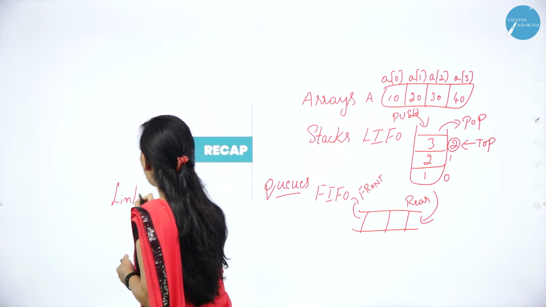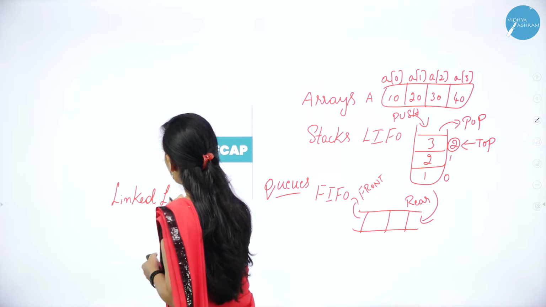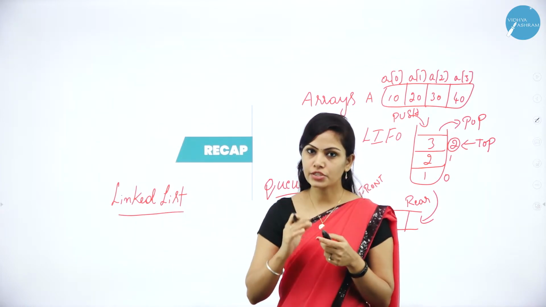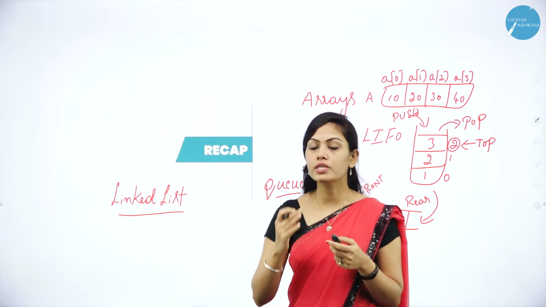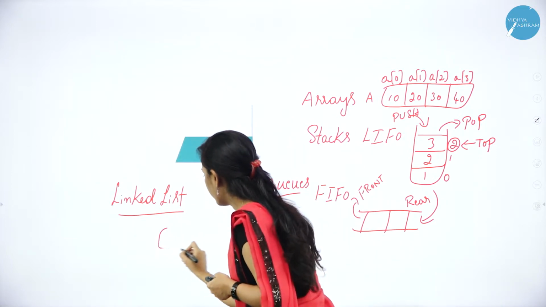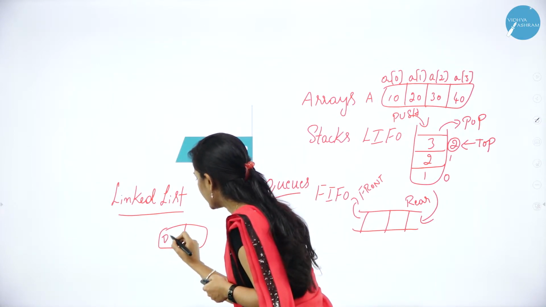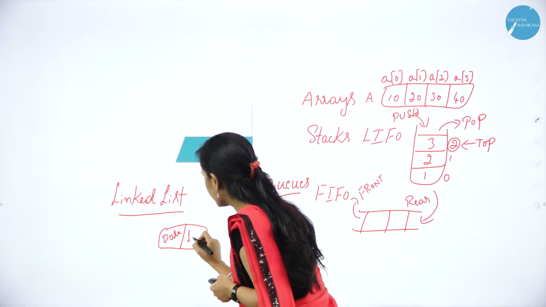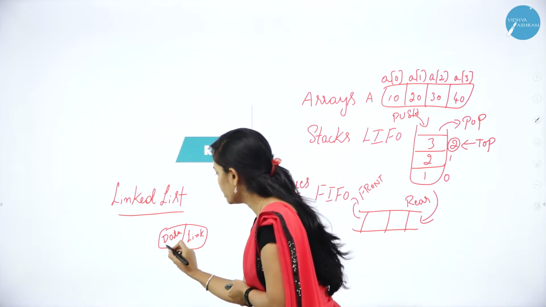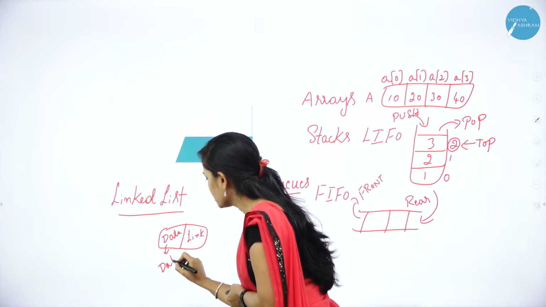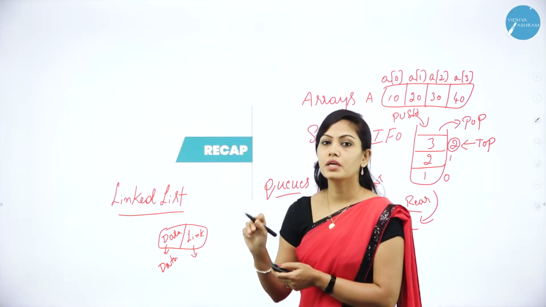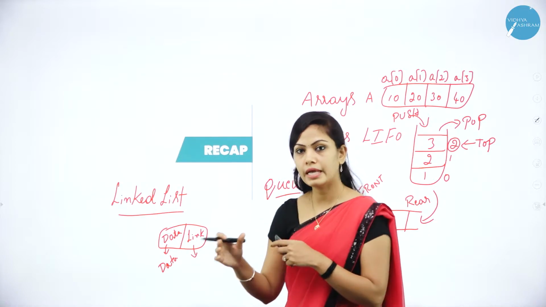And also I have discussed linked list. So what do you mean by linked list? It is a collection of nodes where each node is connected to the next node through a pointer. So linked list is having two parts, that is data and link. In data part, data or information has to be present. Link means in link part it finds the address of the next node.